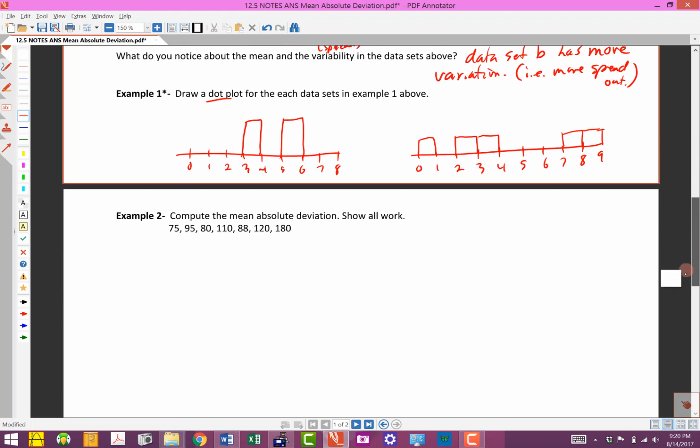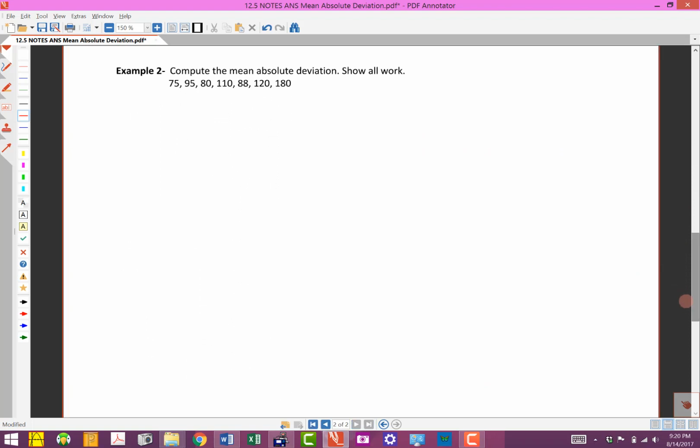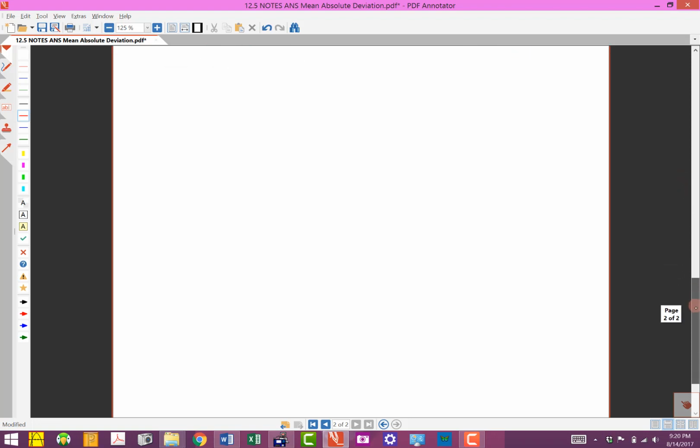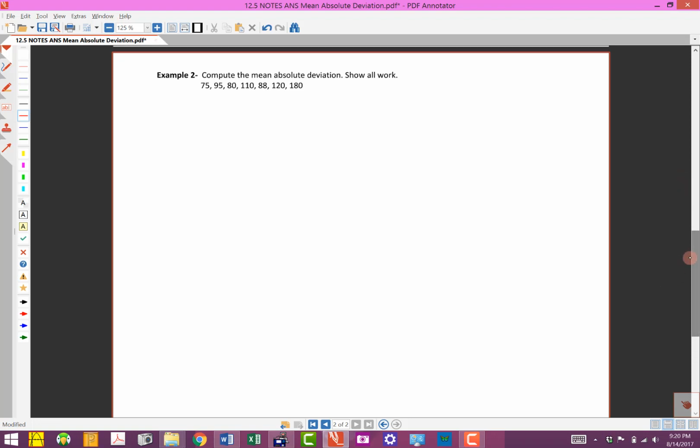Okay, let's flip the page over. And this one says compute the mean absolute deviation and show all work. Now you'll notice on this one that there is nothing else on this page. So that means we've got to figure out how to do this. So we are going to construct a table like we did before. So we're going to have our data.